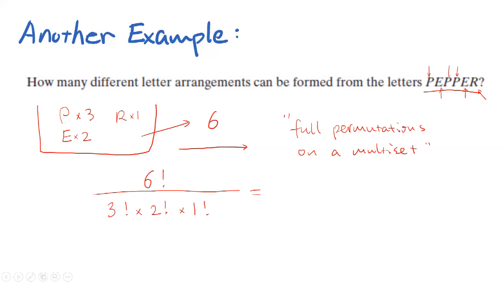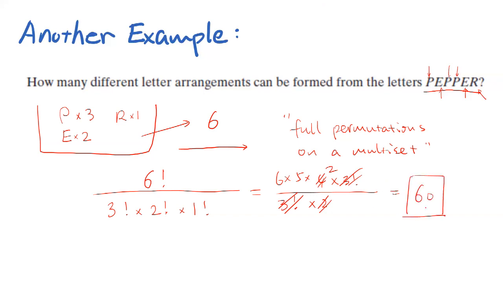So what is the final result? Okay, let's calculate this. 6 times 5 times 4 times 3 factorial over 3 factorial times 2 times 1. 3 factorial can be cancelled and 2 can be cancelled with the 6 to leave 4. So the final result is 60. So that means we have 60 different ways to arrange these letters. Okay, any questions?